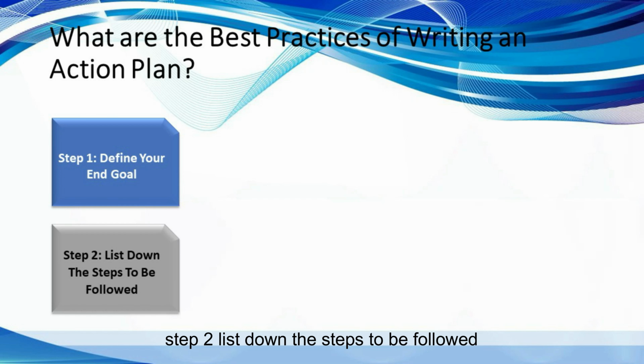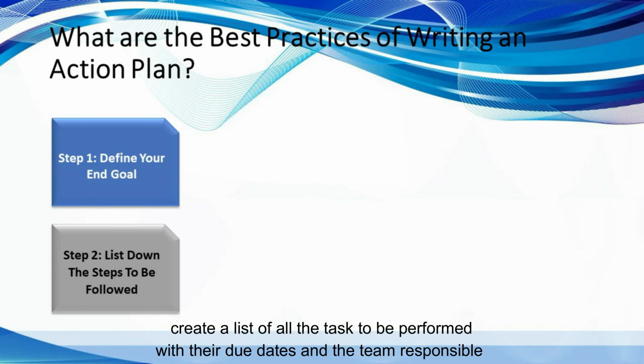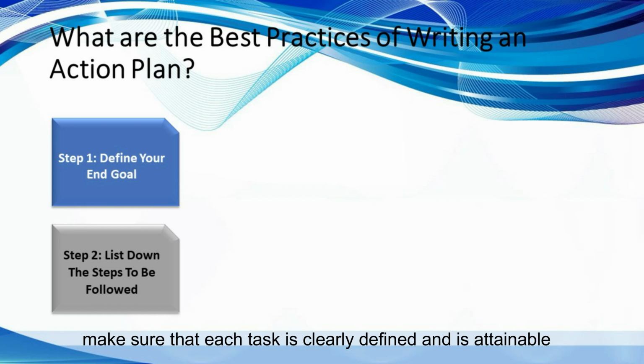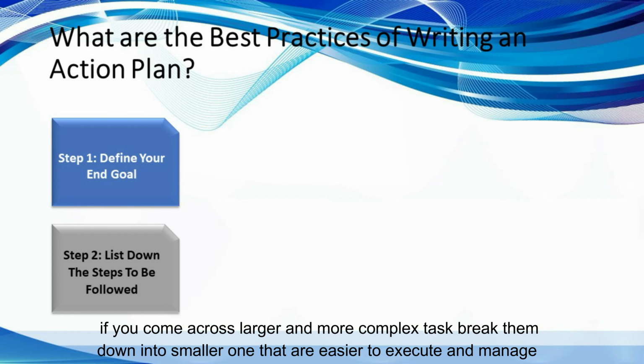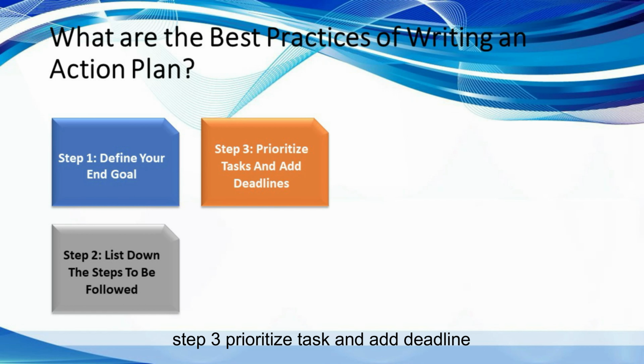Step 2. List down the steps to be followed. Create a list of all the tasks to be performed with their due dates and the team responsible. Make sure that each task is clearly defined and is attainable. If you come across a larger and more complex task, break them down into smaller ones that are easier to execute and manage.